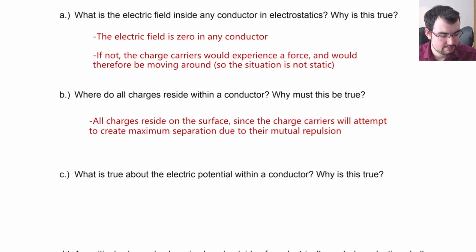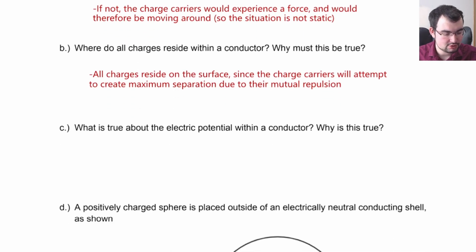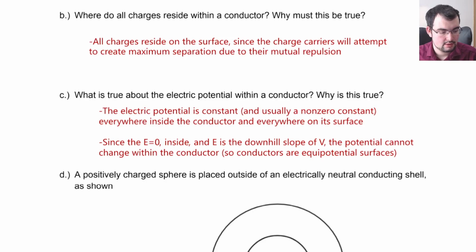So as a consequence, all charges reside on the surface, because that E field that initially repels them all, they're going to try to get as far away from each other as possible. And where's that? That's going to be at the surface. They're maximizing their distance to each other. But we also know that electric field tells you how the potential changes. So if E is zero, the potential can't change, which means the potential is constant and usually not zero. It's just some positive or negative number everywhere. So this means conductors are equipotentials. So the potential is the same everywhere inside and on the surface, because E is zero, so the potential can't change.